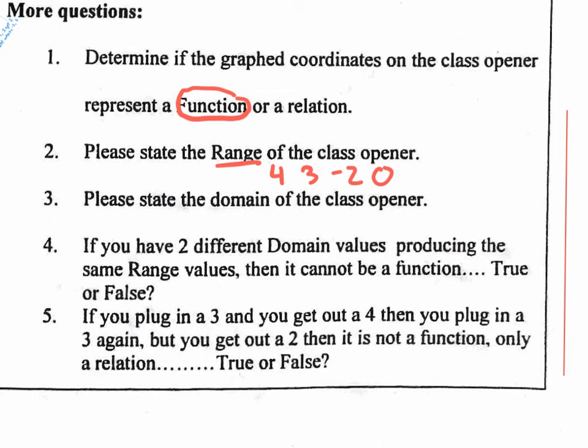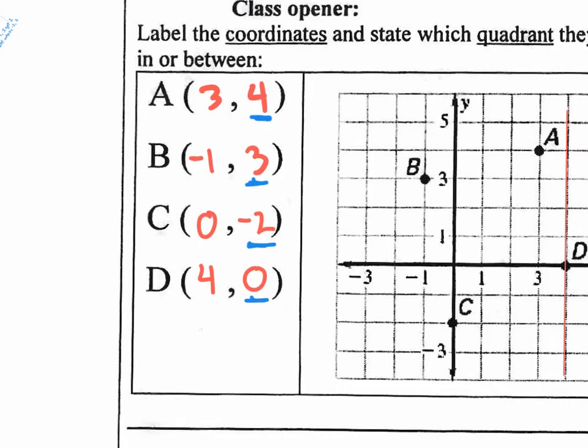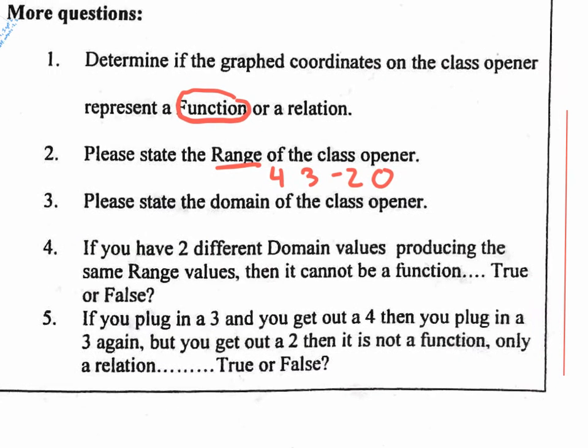Let's state the domain of the class opener. So the domain values must be what? The x values, 3, negative 1, 0, 4. Those are the domain values, the x values, these guys right here. So the domain is 3, negative 1, 0, and 4.